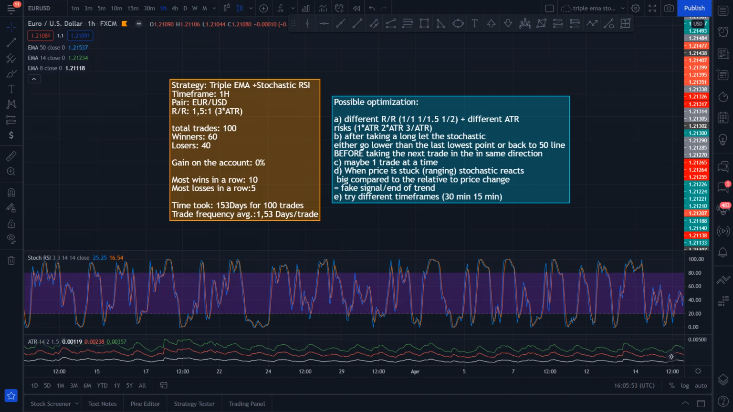So, while I was doing the backtest, I saw some possible optimization ideas. Now we will go over that. The first one is using different risk-to-reward ratios. While I was doing the backtest, I saw that a lot of the time we didn't need that big of a risk, like 3 times ATR, because price never even got close to it. So I think we can reduce the risk from 3 ATRs to 2 ATRs and use a 1 to 1.5 risk-to-reward ratio.